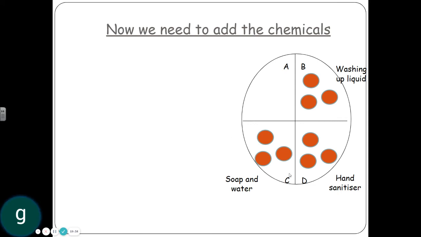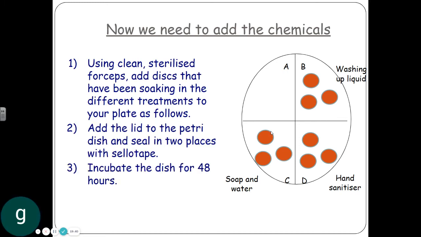is the bacteria will try and grow. And if this soap and water is good at killing the bacteria, it won't be able to grow right beside it. So what we look for is what's called the zone of inhibition, the distance from this disc of paper that bacteria is not able to grow.